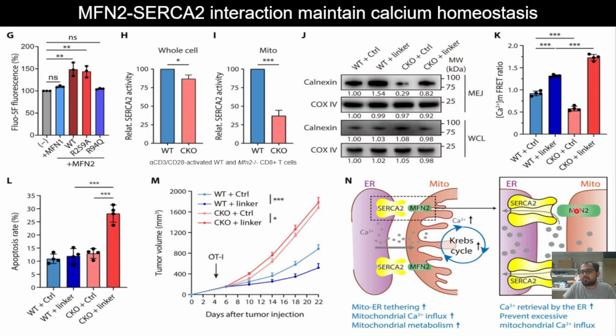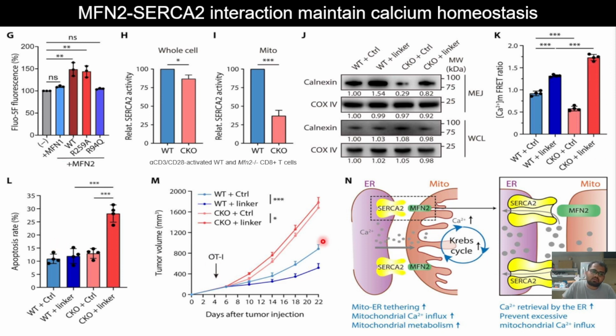If MFN2 is working, this is maintained. In this case it is not working, so the uptake of calcium inside the mitochondria is way more than in the wild type with the linker, because the SERCA2 activity is compromised here, since MFN2 is knocked out in these cells.